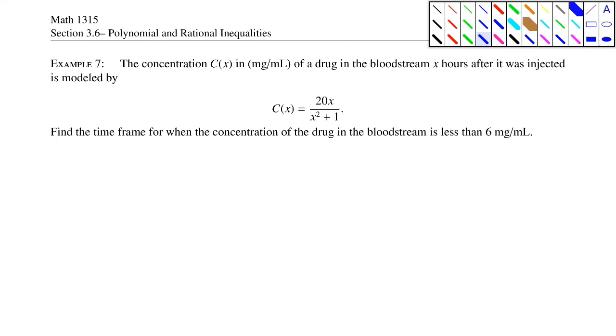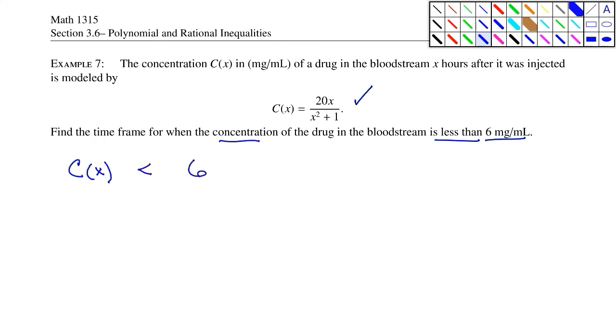Example number 7. The concentration C of x, in milligrams per milliliter, of a drug in the bloodstream x hours after it was injected is modeled by C of x equals 20x over x squared plus 1. Find the time frame for when the concentration of the drug in the bloodstream is less than 6 milligrams per milliliter. All right, so first we have the formula here, and we want to know when the concentration is less than 6. So that would be concentration, C of x, is less than 6.